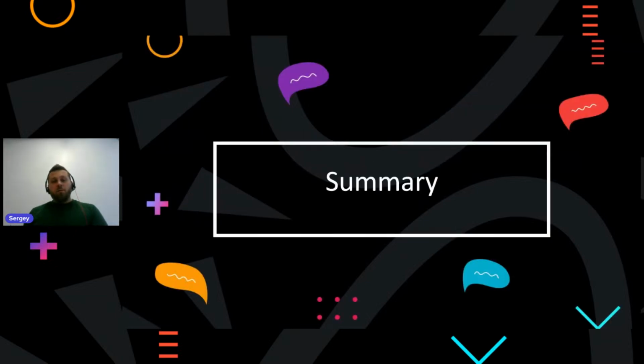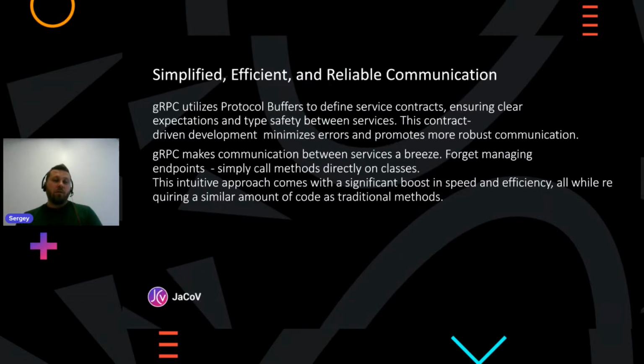So let's go to the summary of this presentation. gRPC utilizes protocol buffers to define service contracts, ensuring clear expectations and type safety between services. Contract-driven development minimizes errors and promotes more robust communication. gRPC makes communication between services a breeze. Forget managing endpoints. Just simply call methods directly on a class, because it's much more convenient than sending a notification to some endpoints. So just call methods, that's all.